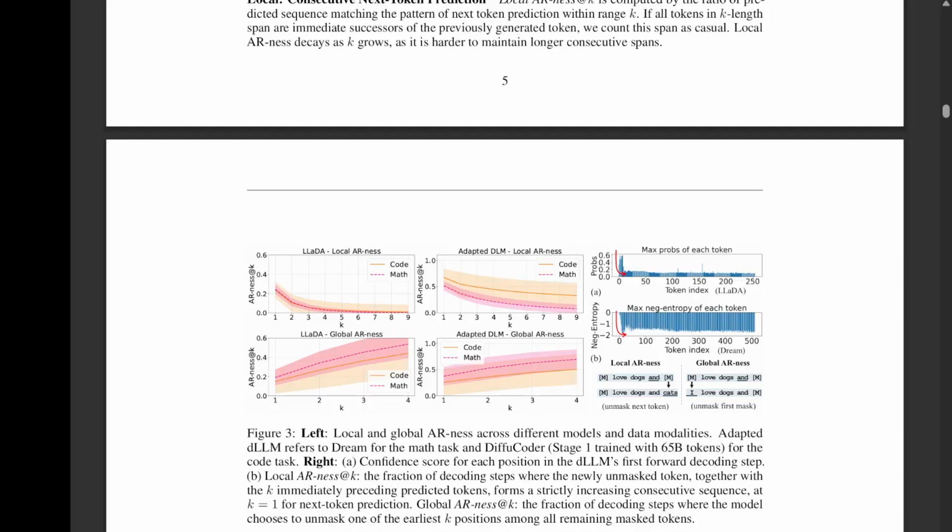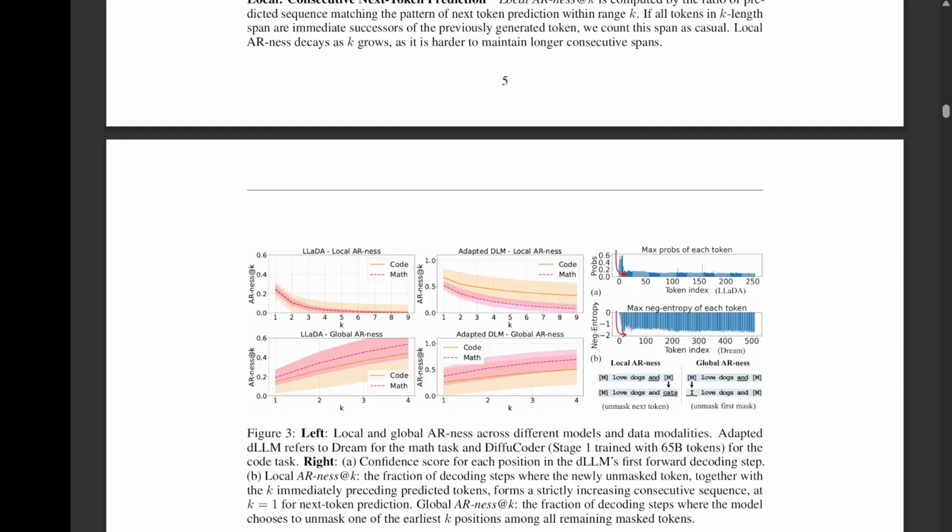Exactly. It's like they're not just filling in the blanks strictly left to right. They might identify multiple parts of the puzzle simultaneously and start tackling them in parallel. But the paper also notes they still lean towards AR behavior. They do, which suggests there's still an inherent sequential structure in text data that even these models pick up on. And models adapted from AR LLMs tend to inherit stronger AR-ness.